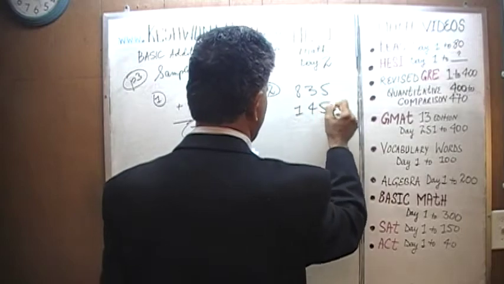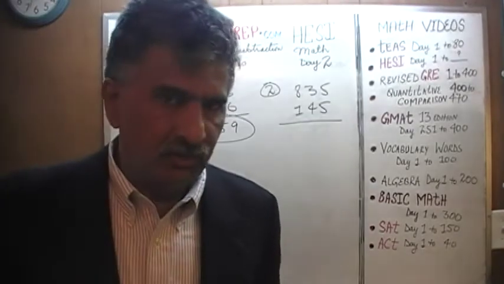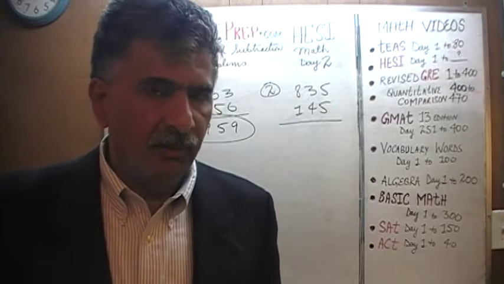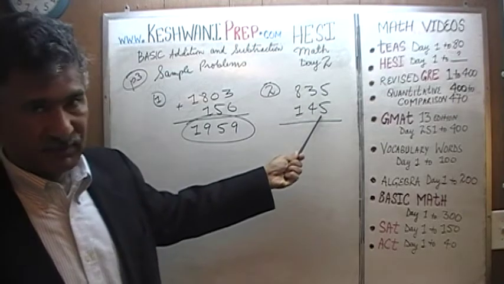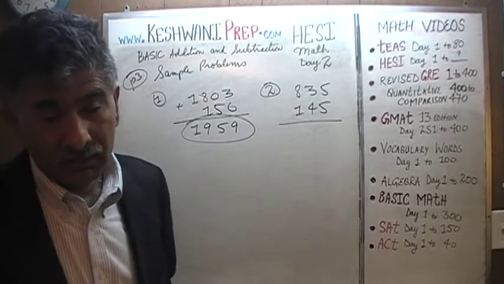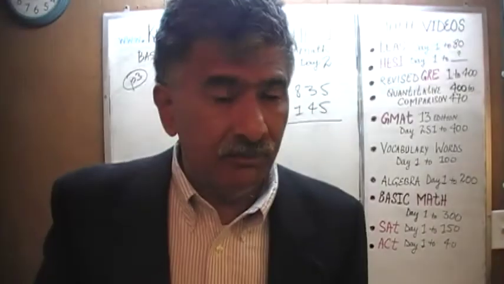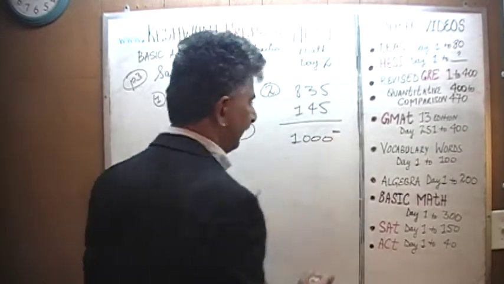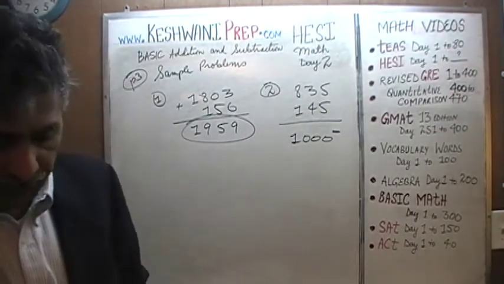Number 2. 835 plus 145. Again, in the exam, because it is a multiple choice exam, you don't actually have to do out every single problem. If you can estimate very quickly, great. For example, here is 800 something and this is 150 something. 800 plus 100 is 900, and then this change here, 35 and 45, is close to another 100. So the answer is going to be close to 1,000, but a little less, because we are overestimating. It's going to be under 1,000. Let's see what it is.